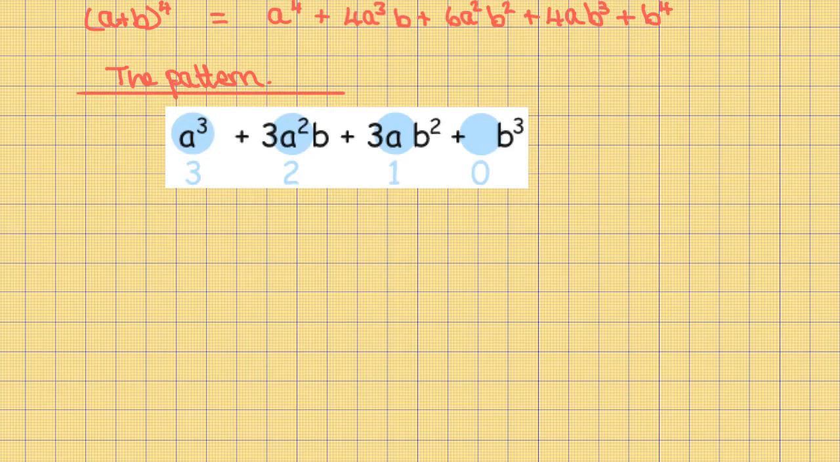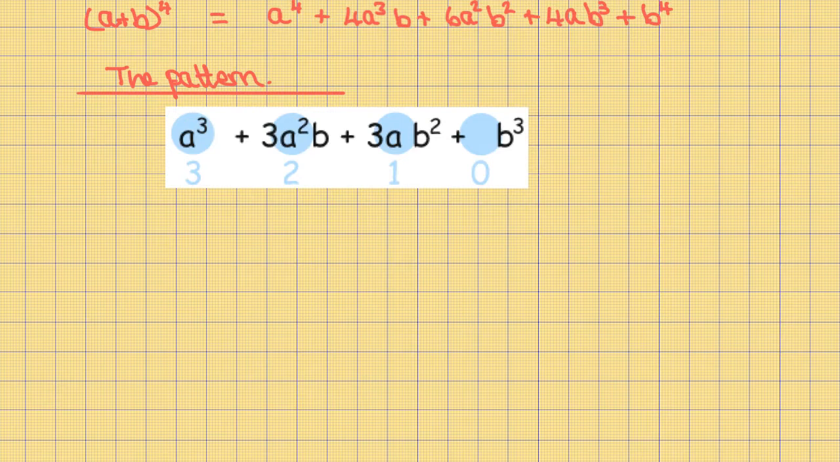A plus b to the power of 4 is equal to a to the power of 4 plus 4 lots of a cubed b plus 6 lots of a squared b squared plus 4 lots of ab cubed plus b to the power of 4. Now let's look at the pattern in the expansion.